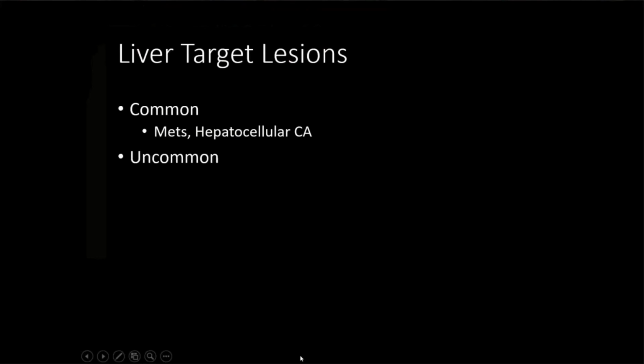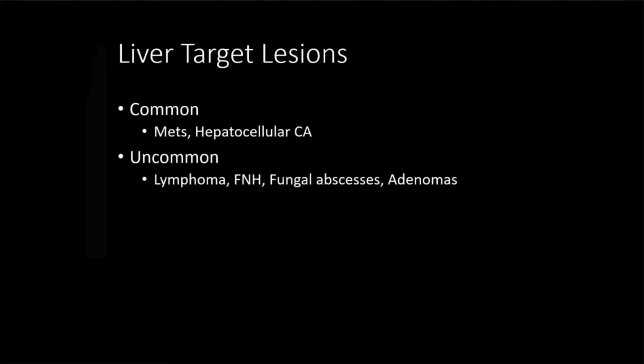And uncommonly, you can also get lymphoma that goes to the liver. Focal nodular hyperplasia can look like a solid lesion. It can also look like target lesions as well. Fungal abscesses can look like that, and adenomas.